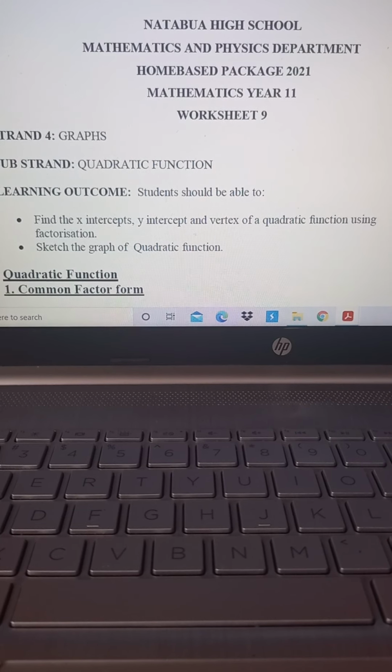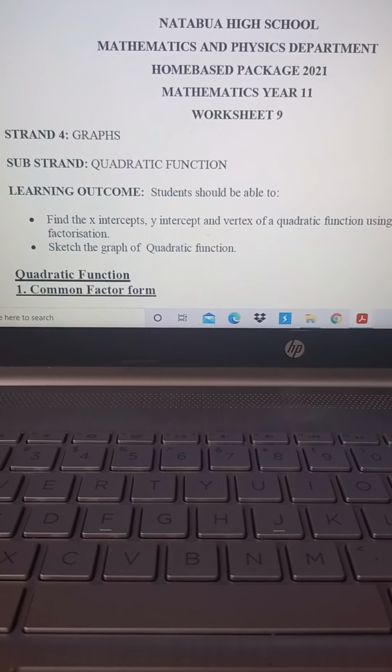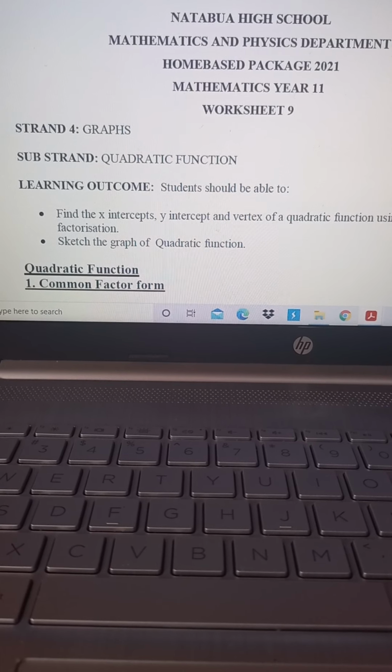Welcome all to the discussion of worksheet 9. This is again based on graphs and quadratic functions.